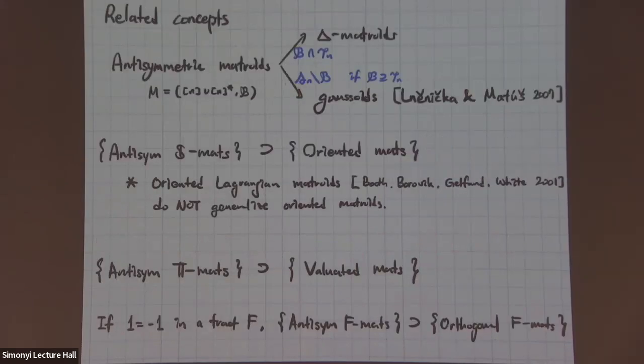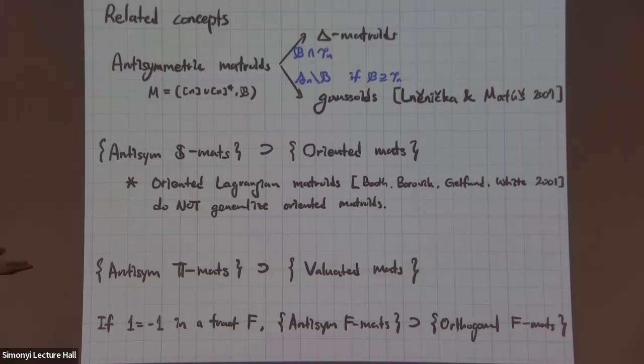And yeah, this is the last part. Let's see some related concepts. As already asked by some audience, this is quite related with the delta matroid and also the Gaussian. Another observation is the antisymmetric matroid over the sign hyperfield, which generalizes oriented matroids.